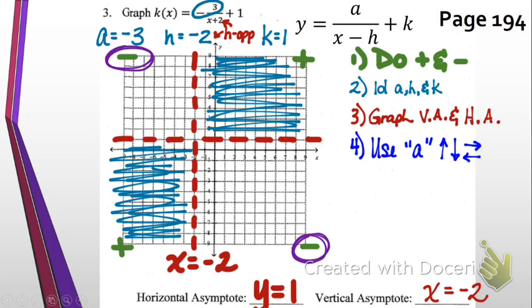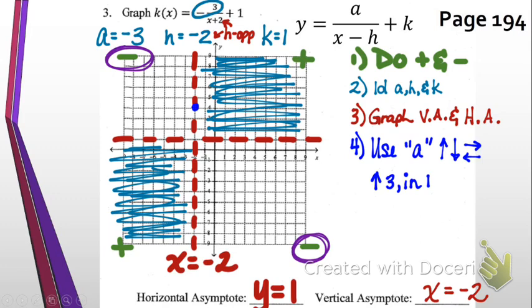Negative part tells me we're in the negative quadrants. Other than that, I'm just going to count 3. So up 3 and in 1. So starting from where my asymptotes cross, we're going to hop up 1, 2, 3.